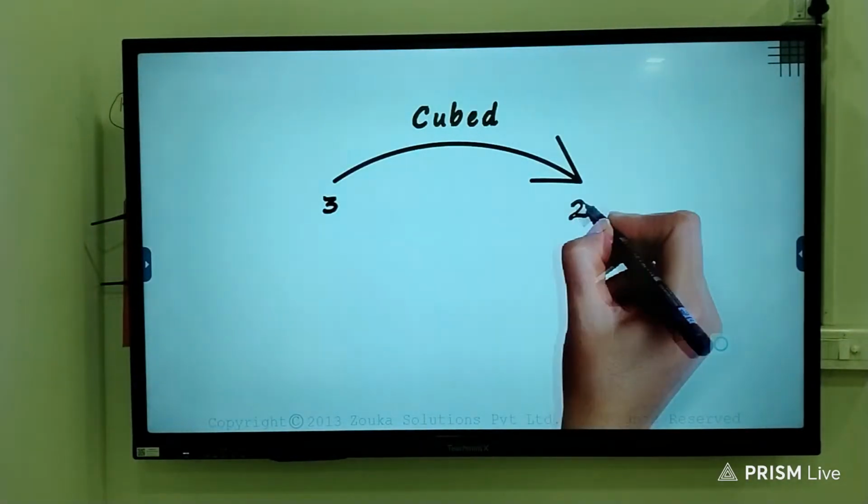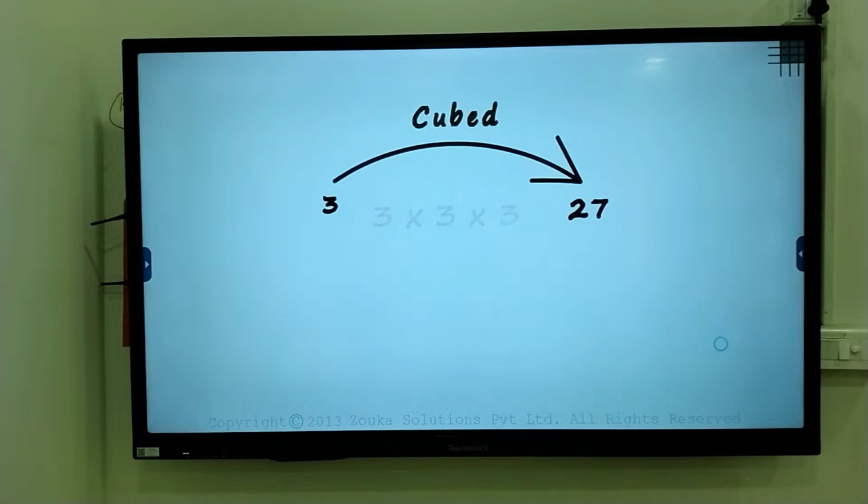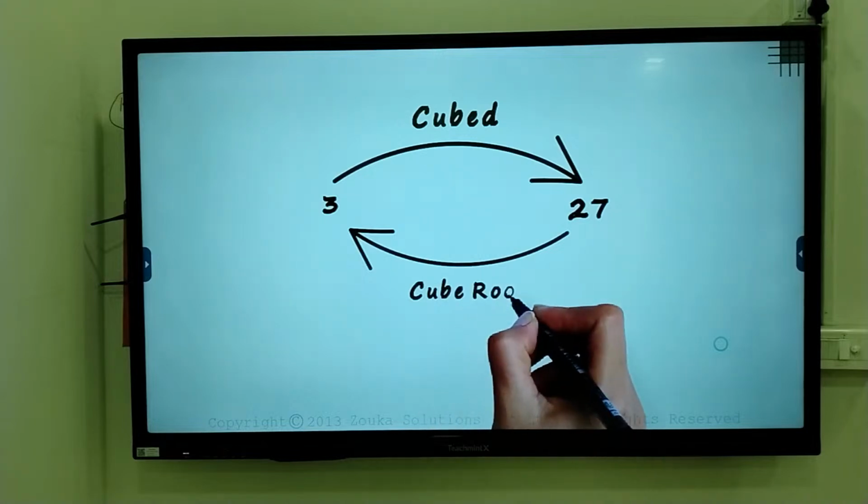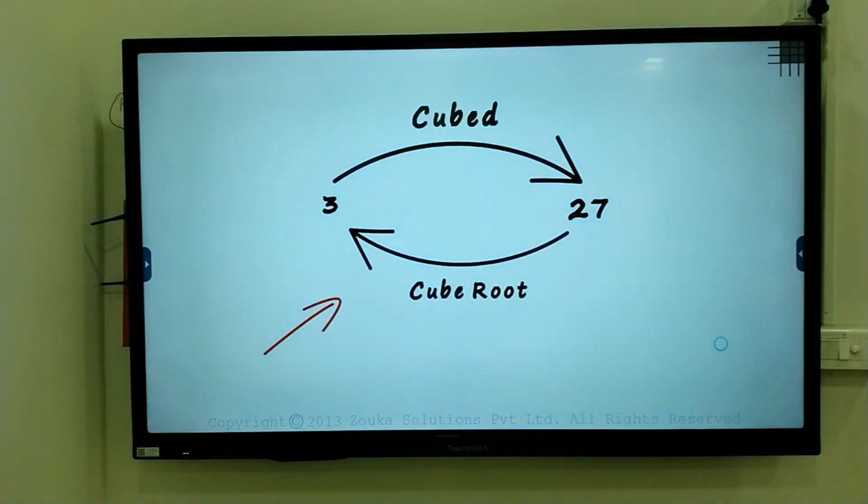By now, all of us know how to find the cube of a number. So 3 when cubed gives us 27. It means 3 multiplied by 3 multiplied by 3 equals 27. So what is a cube root? Well, the cube root of 27 is 3. That's all. This is the most important concept of cube roots. The rest of the video will just focus on how cube roots are denoted and its application. So remember, 3 cubed is 27 and cube root of 27 is 3.